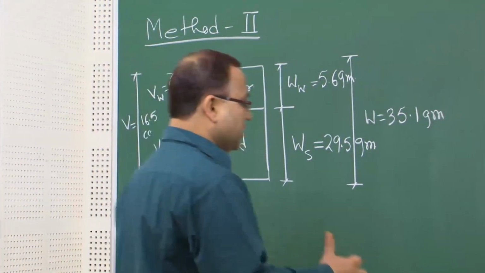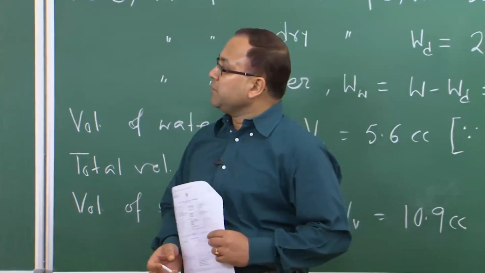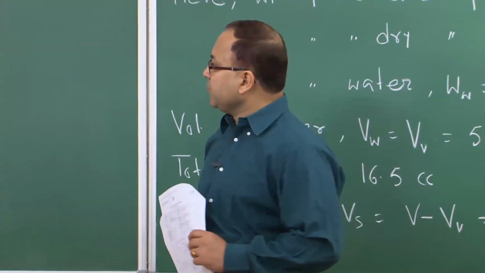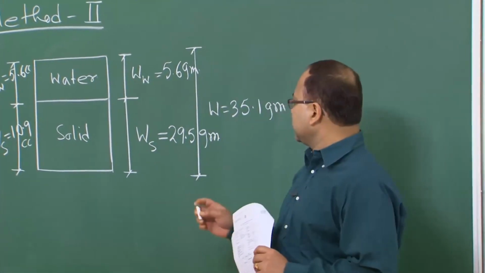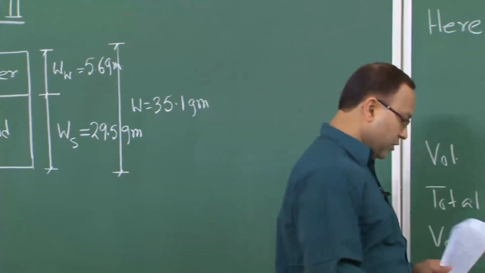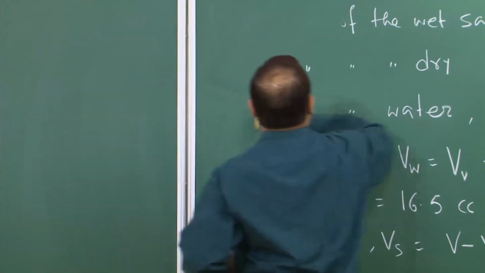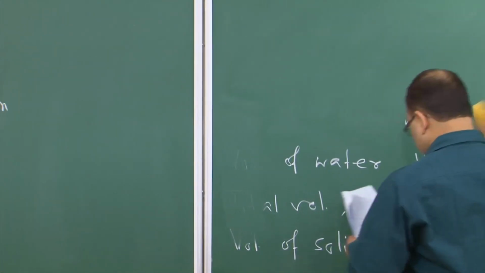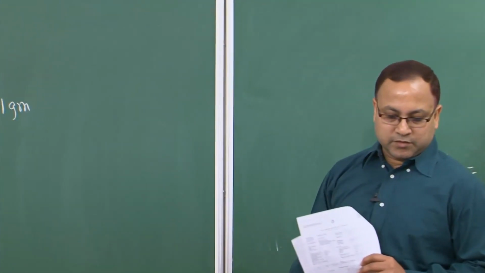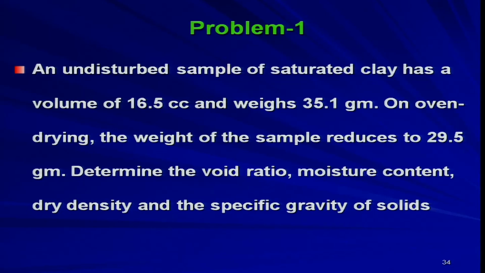So, you have got all the things: volume of water, which is nothing but the volume of voids, you have got as 5.6 cc, volume of solids you have got 10.9 cc, and weight of water is 5.6 gram, whereas weight of solids is your 29.5 gram. After getting that, what are the things you need to find out? As before, void ratio, moisture content, and what else? Dry density and the specific gravity. So, these 4 things you need to obtain.